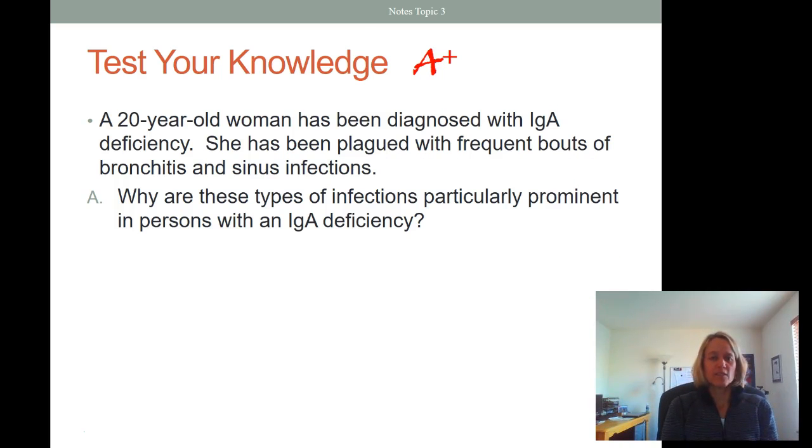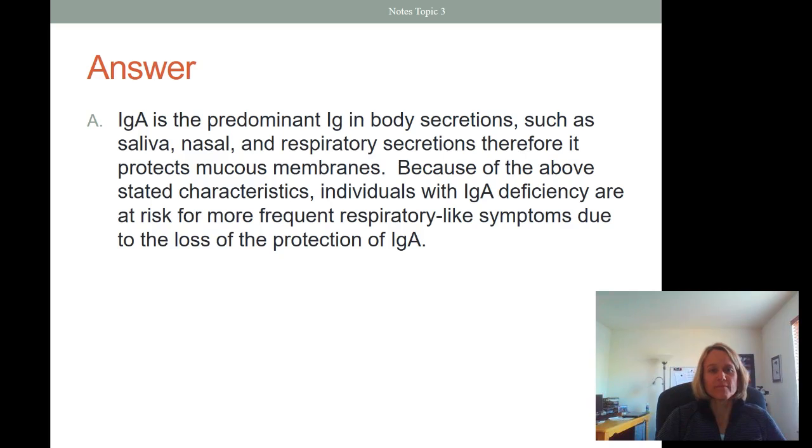Okay, next question. A 20-year-old woman has been diagnosed with IgA deficiency. She's been plagued with frequent bouts of bronchitis and sinus infection. Why are these types of infections particularly prominent in persons with IgA deficiency? So here's where you have to remember that IgAs are the predominant antibody found in mucus secretions, such as saliva, nasal, and respiratory secretions.